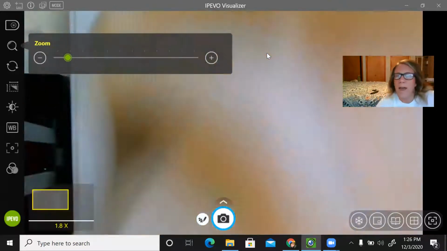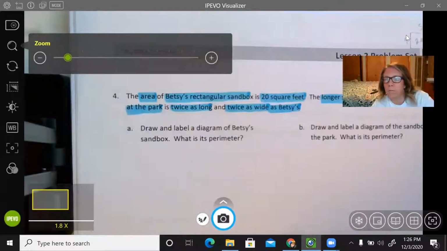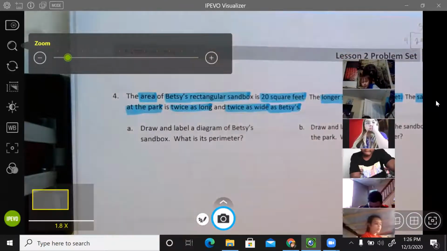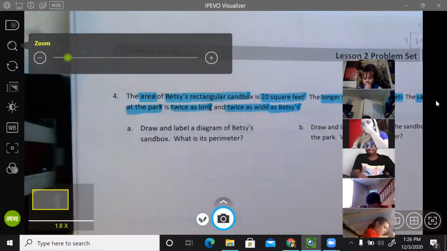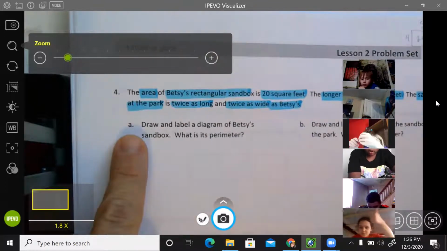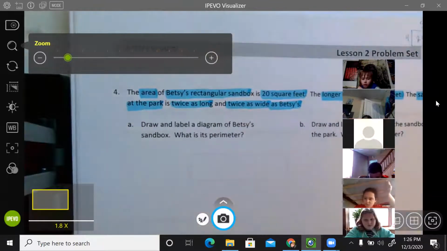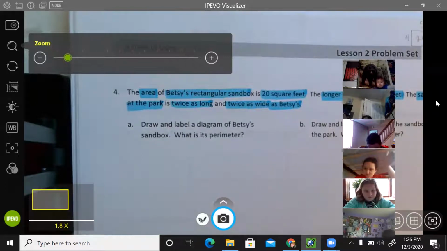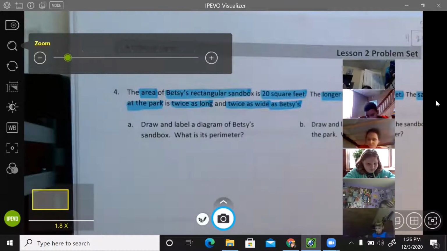So for letter A, Duran, read to me letter A. Right here, read letter A. Draw and label a diagram of Betsy's sandbox. What is its perimeter?